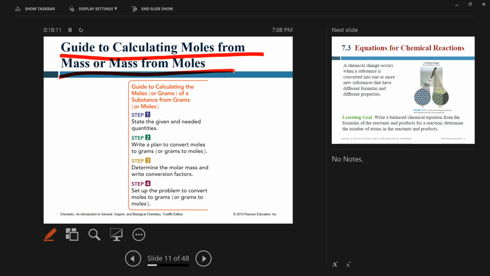How to calculate moles from mass or mass from moles. So to do this, we don't need to memorize all those atomic numbers.